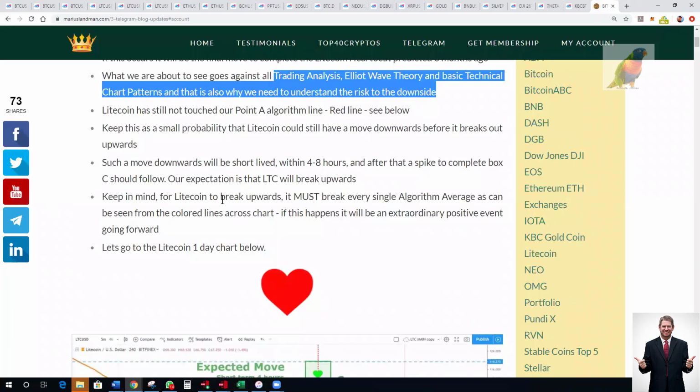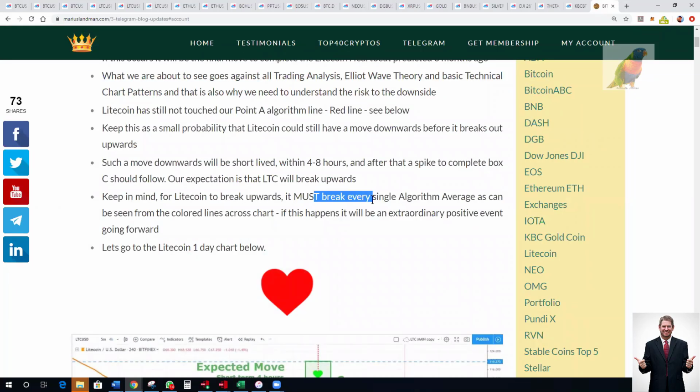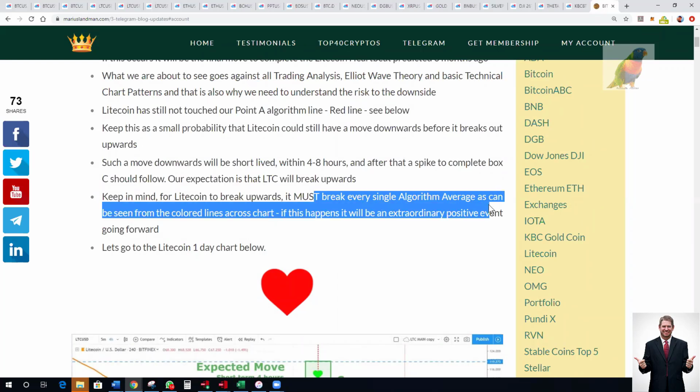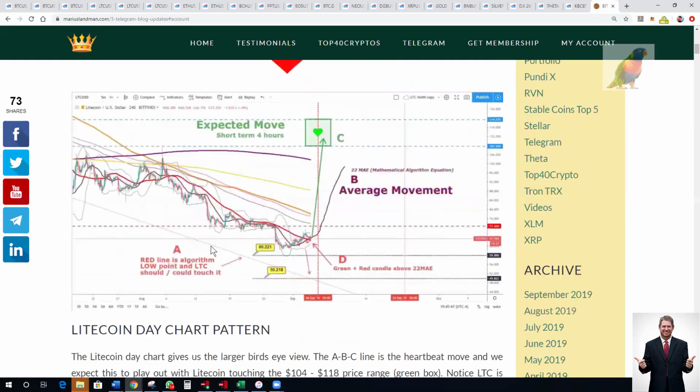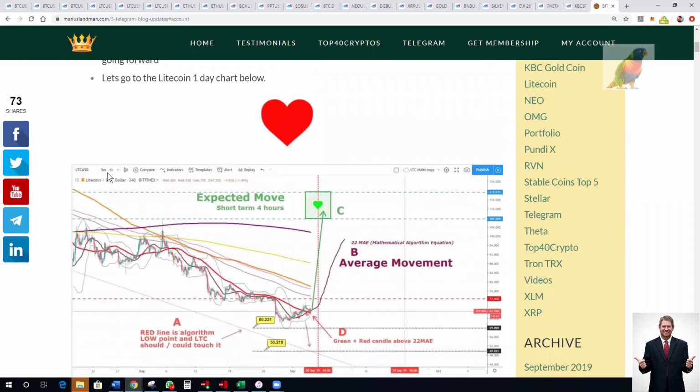So keep in mind, for Litecoin to break upwards, it must break every single algorithm average. And so, when I say a 4-hour chart, guys, just for the new people, have a look here. You'll see there's a 4. It says a 4-hour. I also say a short-term 4-hour. Some people were asking me, but which chart is the 4-hour? Which chart is the day chart?